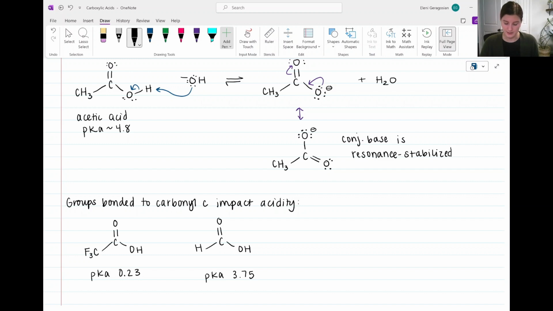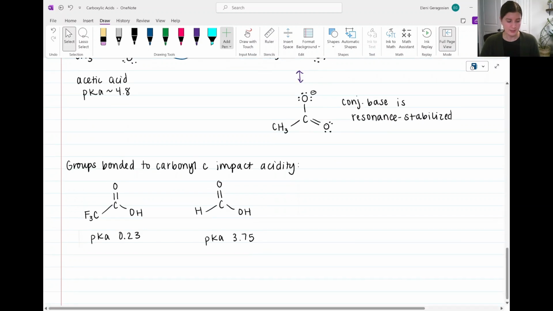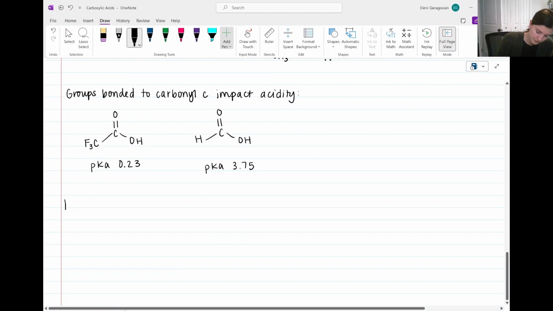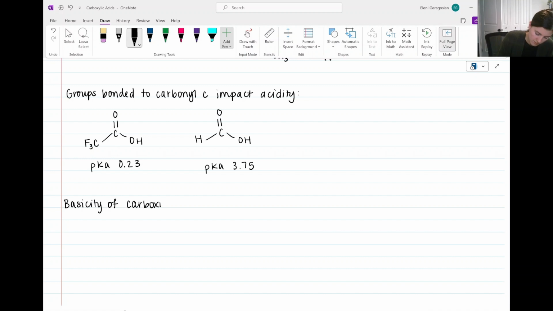Now, if we had an even stronger electron donating group bonded to the carbonyl carbon, its pKa would be a little bit higher than acetic acid pKa. Okay, lastly, we'll talk about basicity. So we'll redraw carboxylic acid functional group.